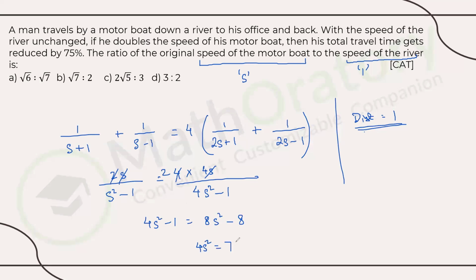Just get it to this side, get that to that side. What we get is S square is equal to 7 by 4, which implies S is equal to, obviously it cannot be negative speed, that doesn't make sense, so root over 7 by 2. And remember, our required ratio is S is to 1, which will be root over 7 by 2 is to 1, or simply root 7 is to 2. So that is option B.